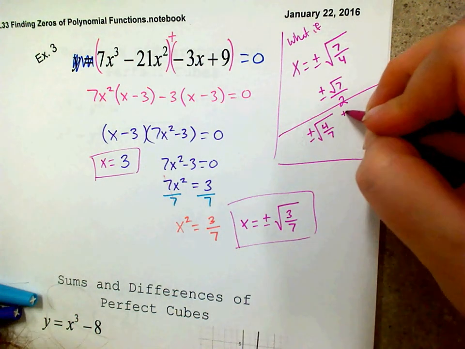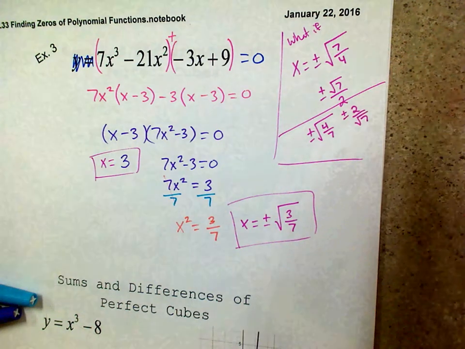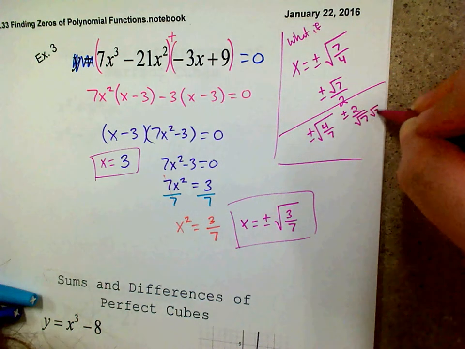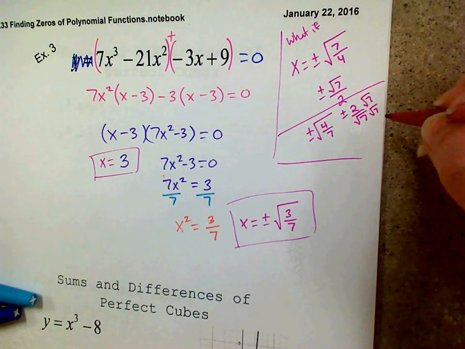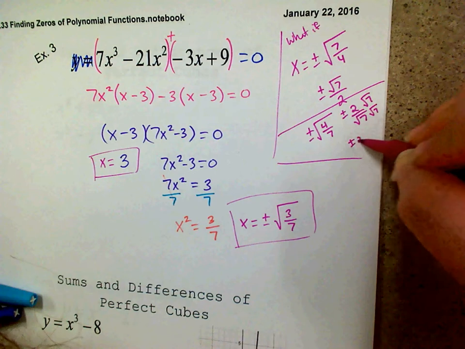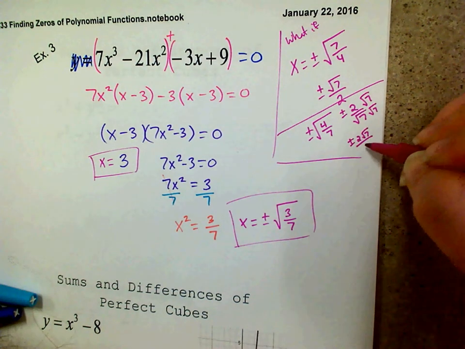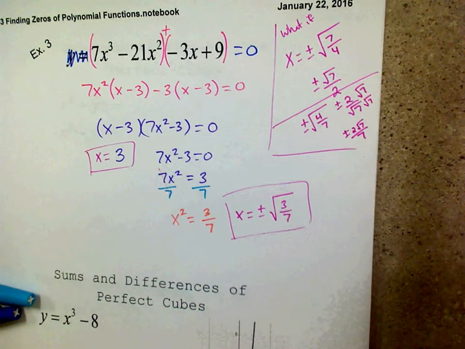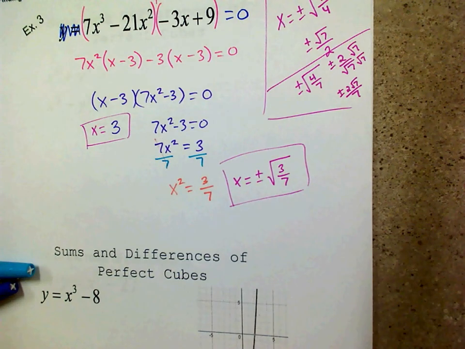Do I like square roots in the denominator? So what would you do? You rationalize, you multiply by the square root of 7 on top and bottom. Perfect. So I would be left with plus and minus 2 root 7 over what? 7. Okay? Yep, they do not.